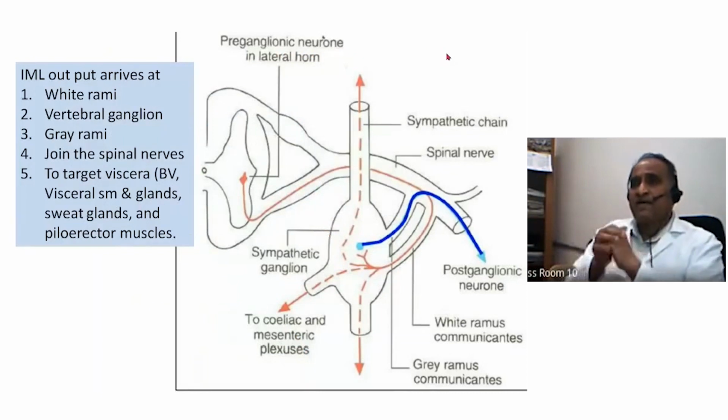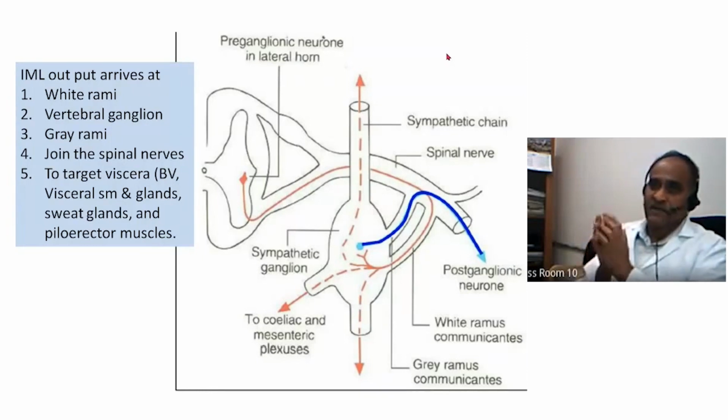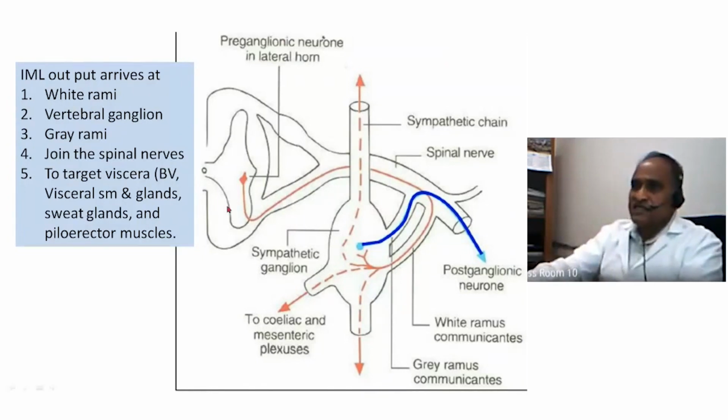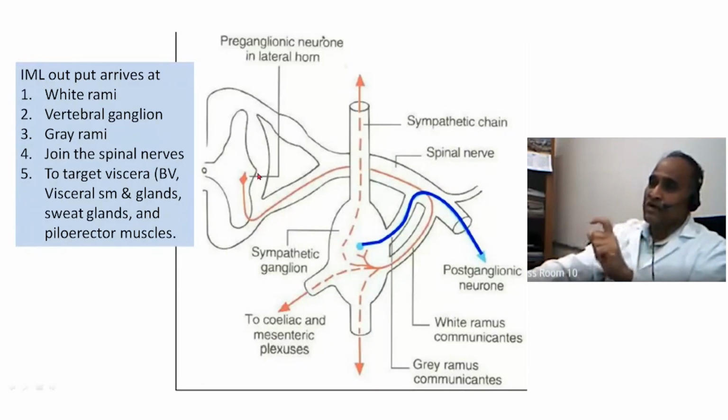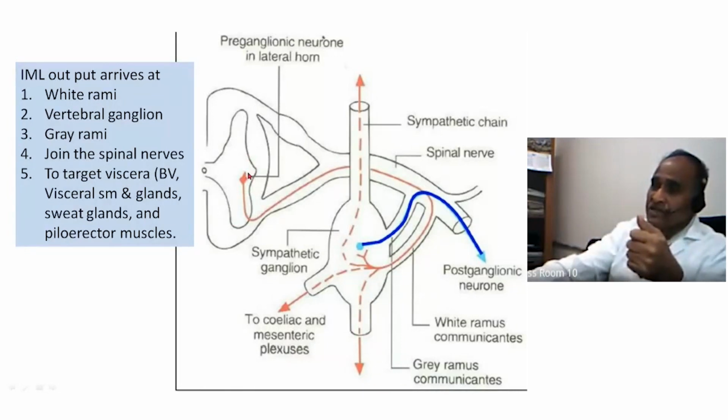Now, coming back here, I have taken this diagram because we always feel confused with the white ramus and the gray ramus. So here is the spinal cord, half of the spinal cord. This is the intermediolateral horn, or what is called the lateral horn. This lateral horn is bigger in thoracolumbar cords. In the cervical and sacral segments, it is not there because there is no sympathetic outflow.